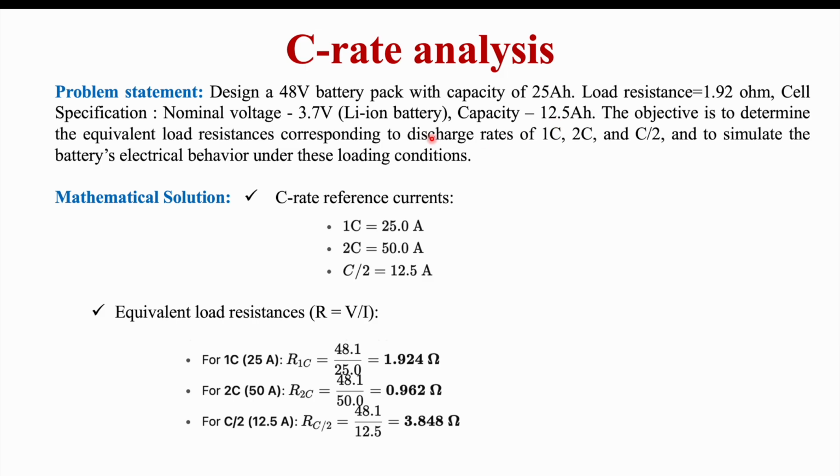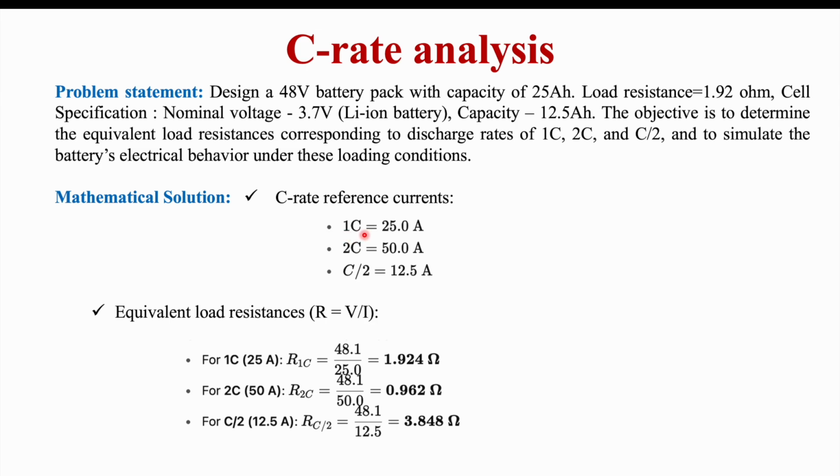The objective is to determine the equivalent load resistances corresponding to discharge rates of 1C, 2C and C by 2, and to simulate the battery electrical behavior under this loading condition. So under the mathematical solution section, the analysis starts by identifying the C rate reference currents, which define how fast the battery is charged or discharged relative to its capacity.